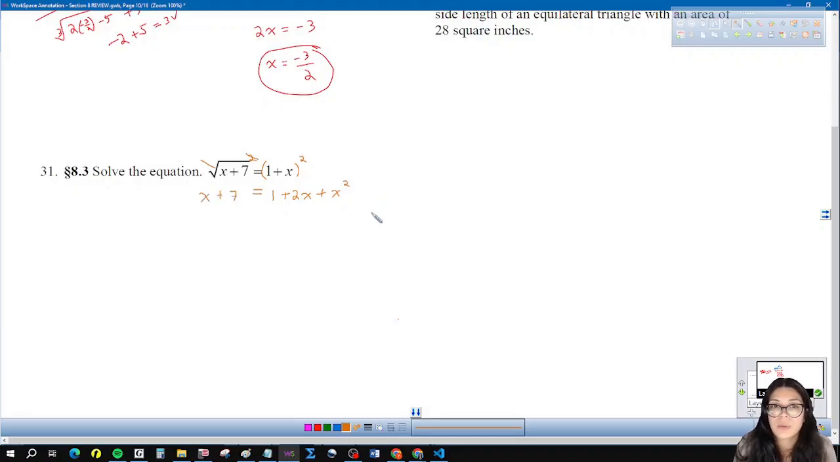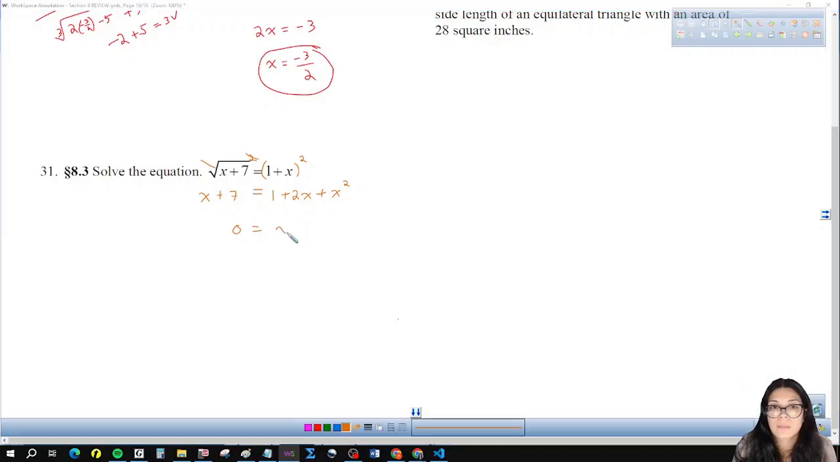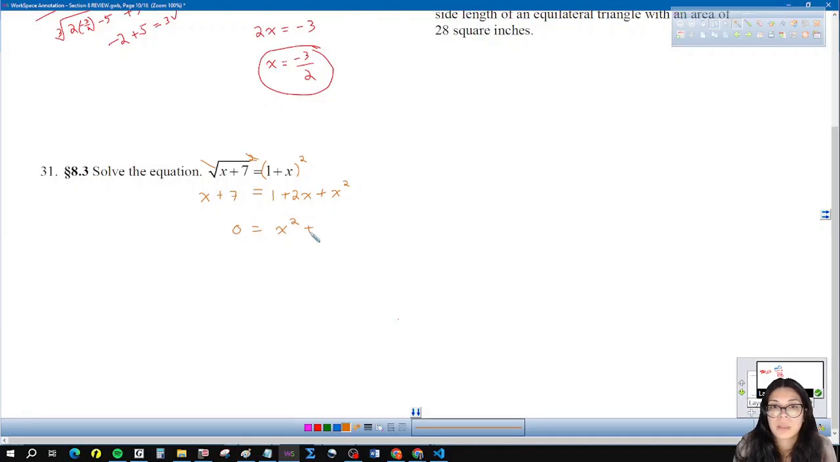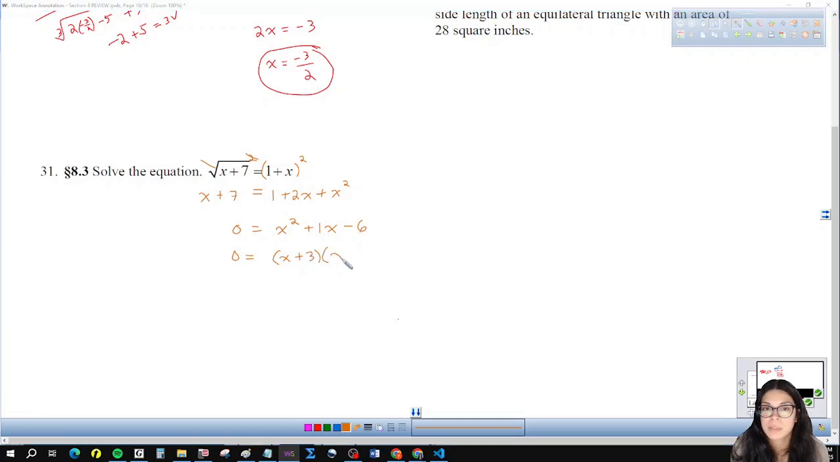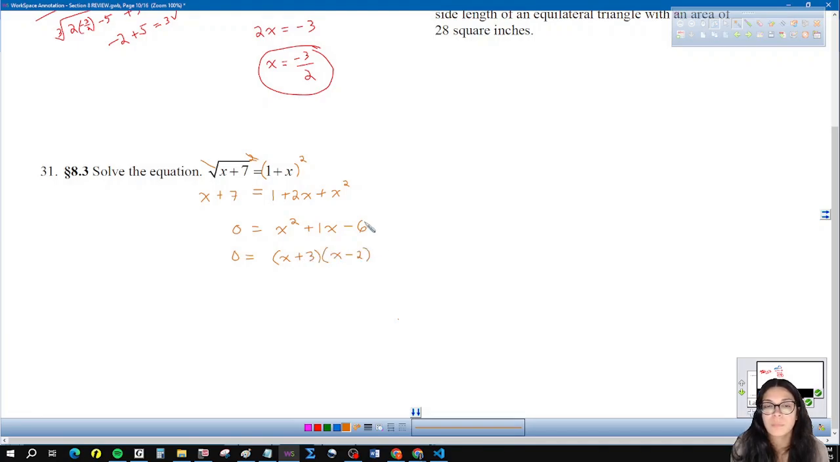And this is a quadratic equation, so I'm going to bring everything over to one side. So when I subtract x, this will be x squared plus 1x. And then when I subtract the 7, it will be 1 minus 7, which is negative 6. All right, to solve this, I could do factoring. Multiplies to negative 6, adds to 1 would be 3 and 2. So it would be x plus 3 times x minus 2. And so I have two solutions, x equals negative 3 and x equals positive 2.